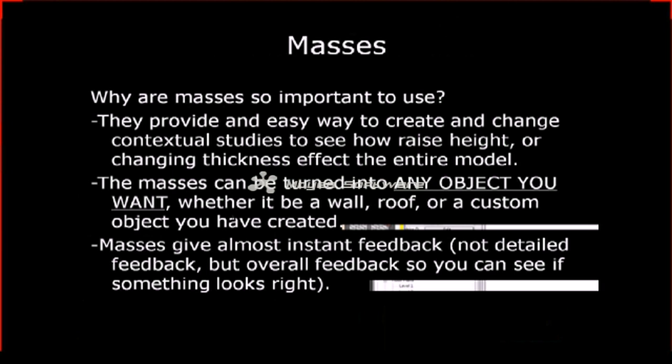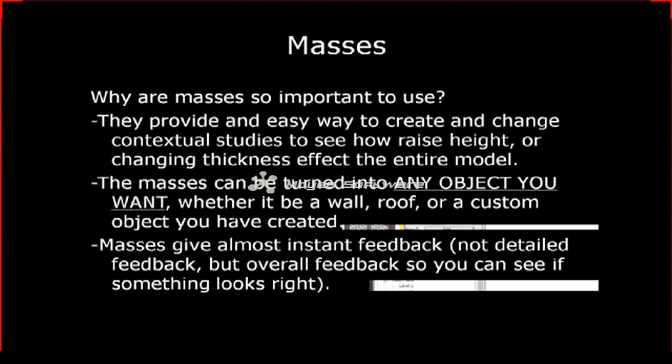Okay, so masses can be turned into any object you want them to be turned into, whether it be a wall, roof, or a custom object you've created later on. So if you need a mass to become a wall, it very much so can be a wall. It can be a roof. But it can't go the other way around. You can't have a wall and turn that into a mass. Right. You can't say, oh crap, I need to edit this wall a little bit, let me make it a mass and change it. That's why we're saying always use a mass at first.